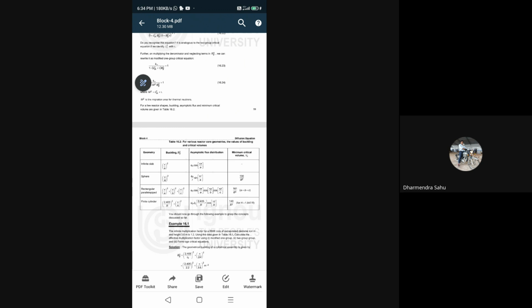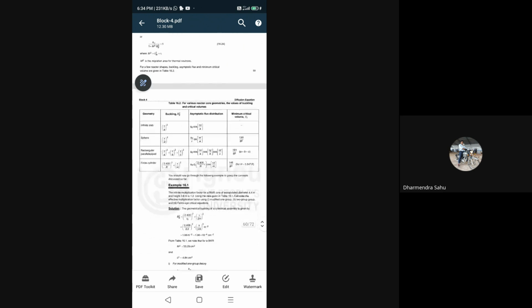For a finite cylinder, your buckling Bg square is equal to (2.405 by r) square plus (pi by h) square. And your asymptotic flux distribution will be phi 0 J0 of 2.405 by r multiplied by small r, cosine of pi z by capital H. And your minimum critical volume Vc will be 148 by b cube, for h is equal to 1.847 r.